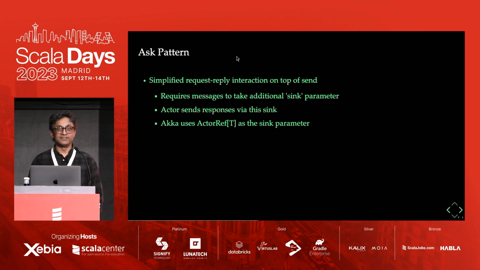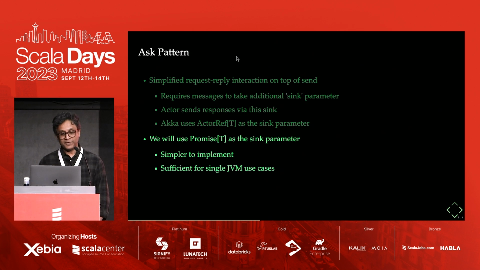So ask pattern, right? This is a simplified request-reply interaction on top of send. Akka has that. It needs an additional sync parameter in all the messages, which needs to be used as part of ask, because the actor handler will send the response back via this sync, and that is a known pattern. Akka Typed has that, and Akka uses ActorRef as this sync type. But we will use Promise of T because it's simpler. For a single JVM use case, it suffices, very easy to implement.